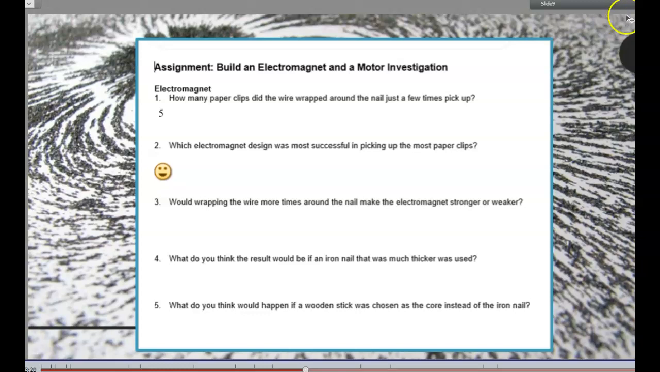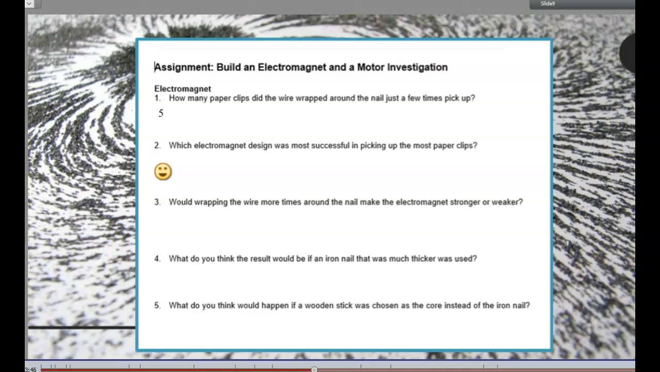Right. In number 2, it wouldn't necessarily be a larger nail, it's a larger battery. So a bigger battery would make it more successful. You would pick up more nails because you would have more power, more voltage, okay? Or more wires, more wraps, coils around the nail, okay?